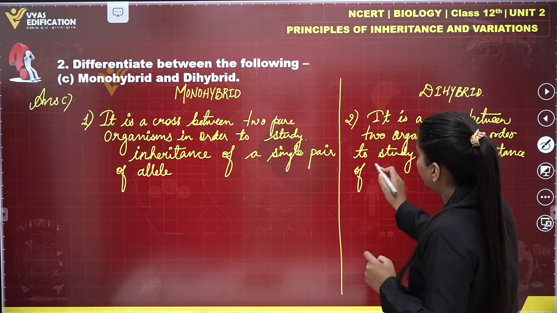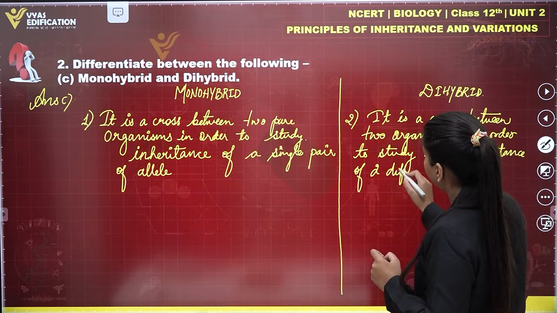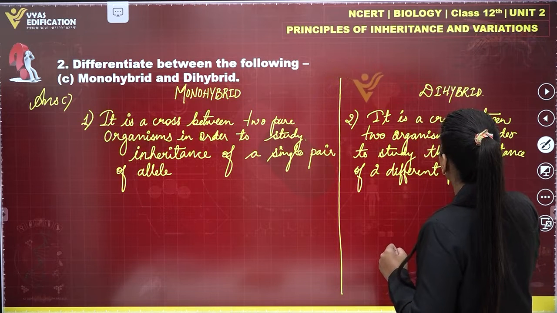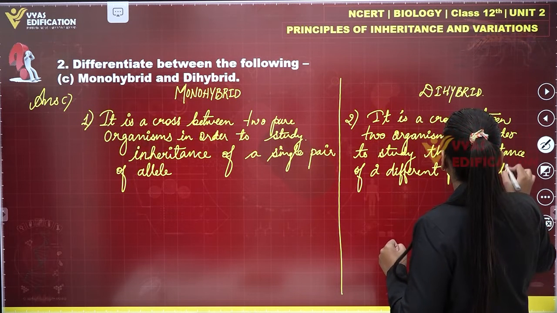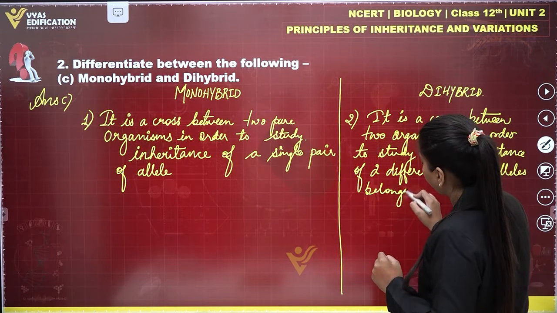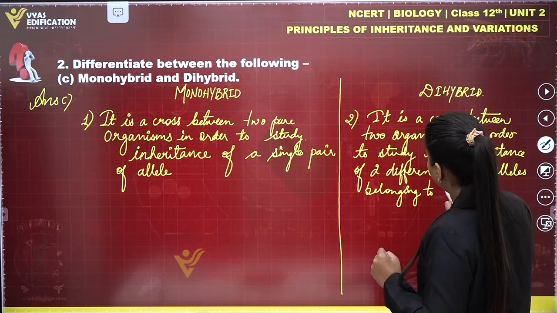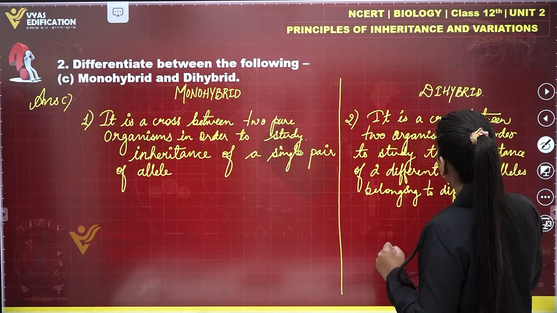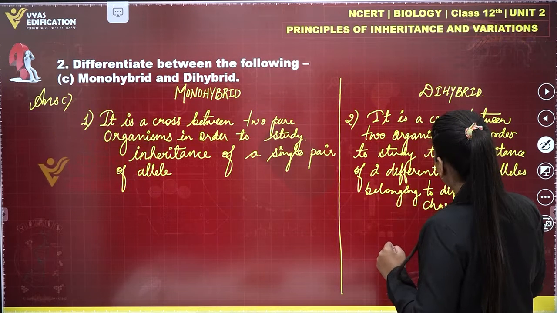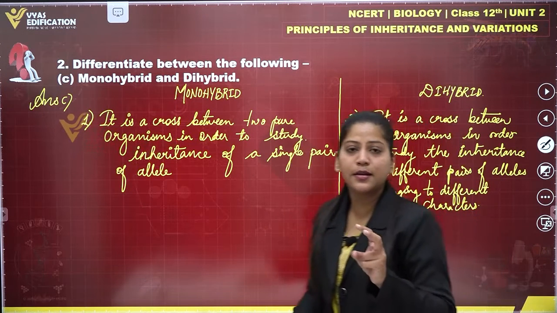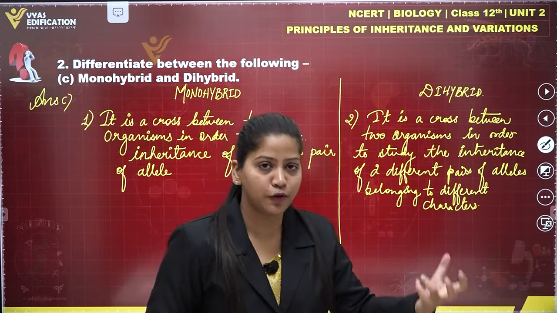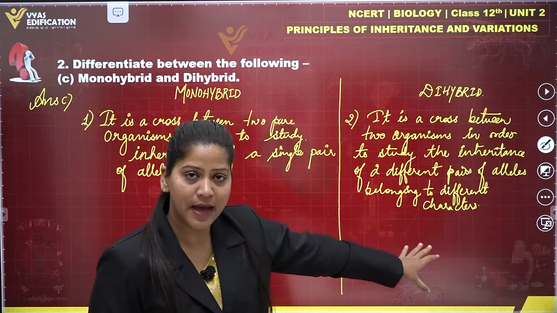of two different pairs of alleles belonging to different characters. There will be two characters which we are noticing, which are passing from parent generation to the next generation, or their offspring, in this cross, that means dihybrid cross.